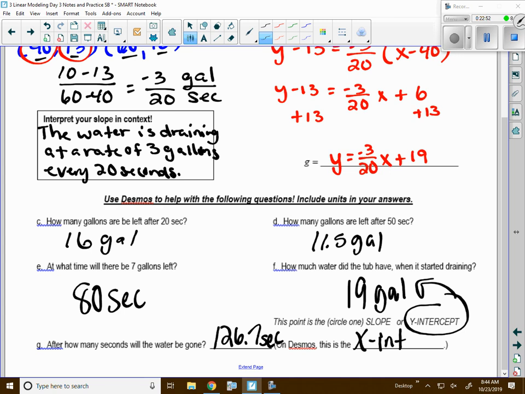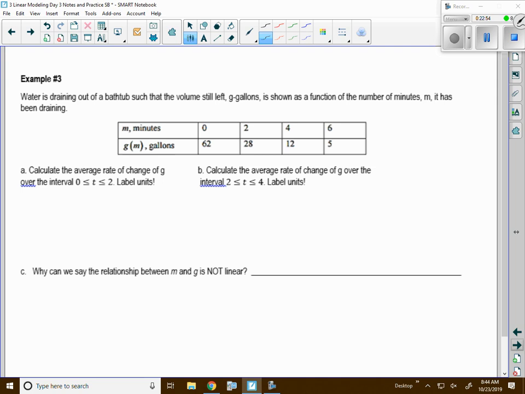There's more. Okay. One more example. Okay, example 3. Water is draining out of a bathtub again, such that the volume left in gallons is shown as a function of time in minutes. So the difference between the last question and this question is we were doing gallons in seconds, now we're doing gallons in minutes. So it's a little bit different.